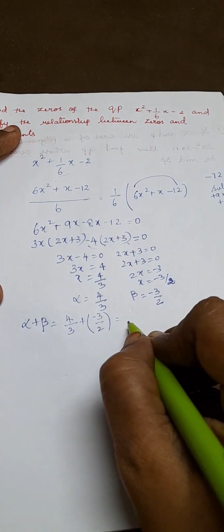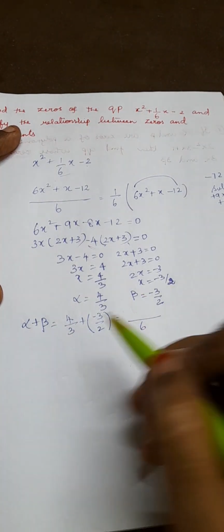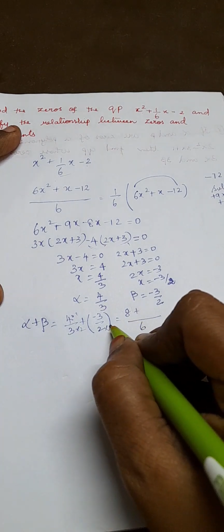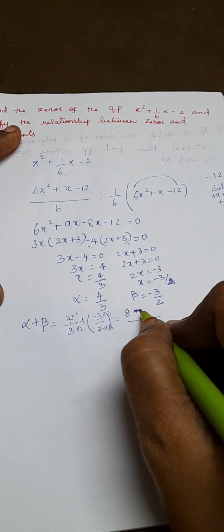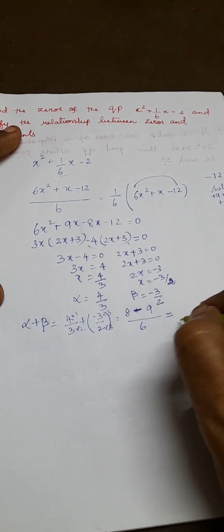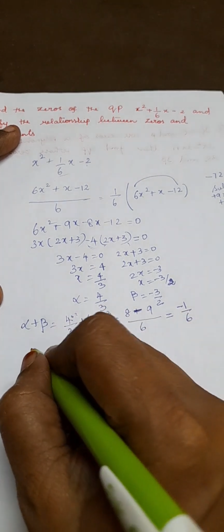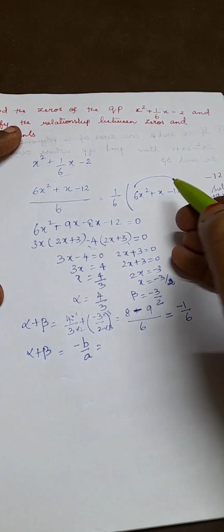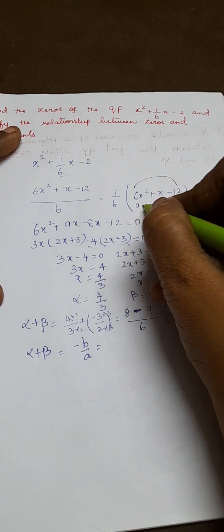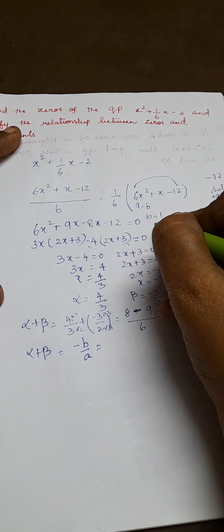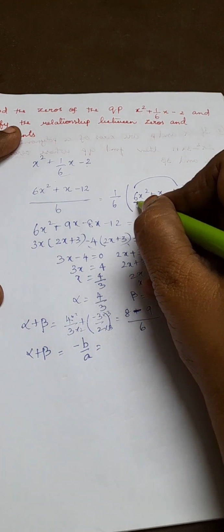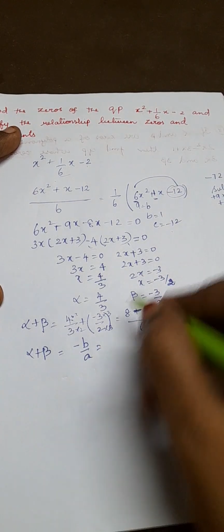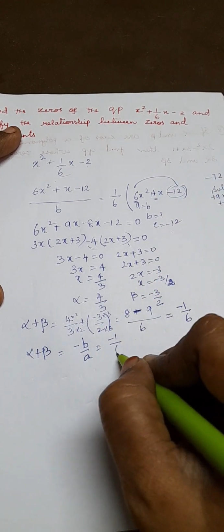So take LCM. The LCM will be 6, right? So what will I get? 4 2s are 8 plus, 2 3s are 6, 3 3s are 9. So 8 minus 9, what will I get? Minus 1 by 6. You know that alpha plus beta equal to minus b by a, right? What is minus b here? A is 6, b is 1, c is minus 12, right? A is this, b is 1 and c is minus 12. So minus b means minus 1 by 6.